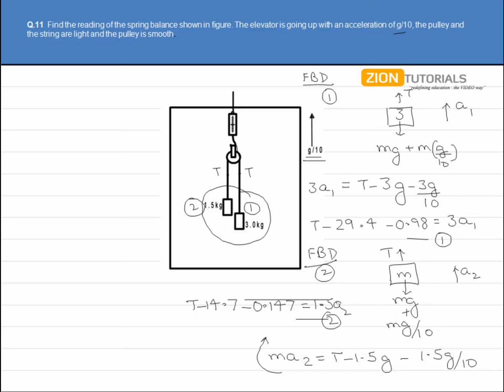Okay, now we have two equations, 1 and 2, but the variables are 3, that is tension T, a1 and a2. So we need one more equation to solve this problem. We have found out the parameters and the equations, that's it.